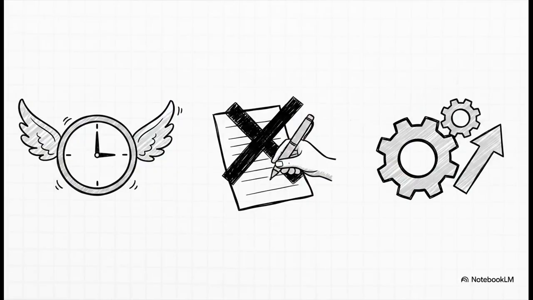So, by following these steps, you've created this seamless, reliable, two-way flow of information. The takeaway here is pretty simple. You're going to save countless hours, get rid of those manual errors, and make your whole operation way more efficient.